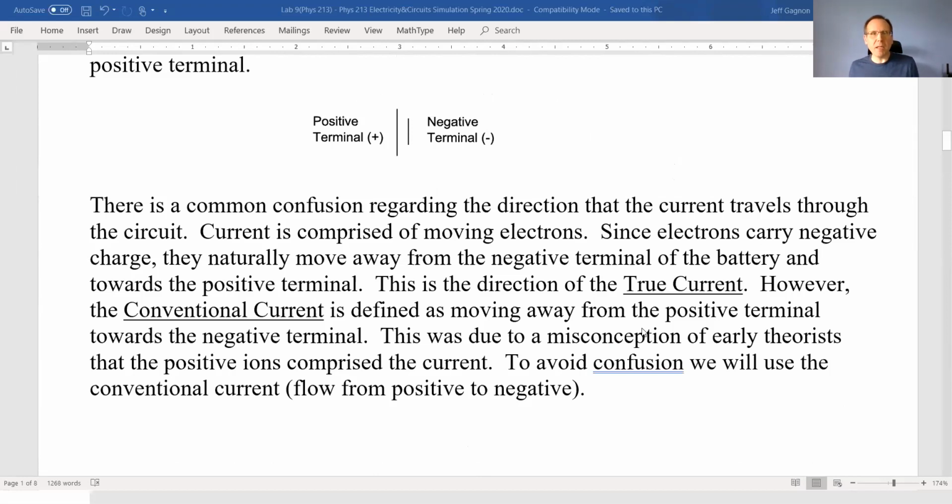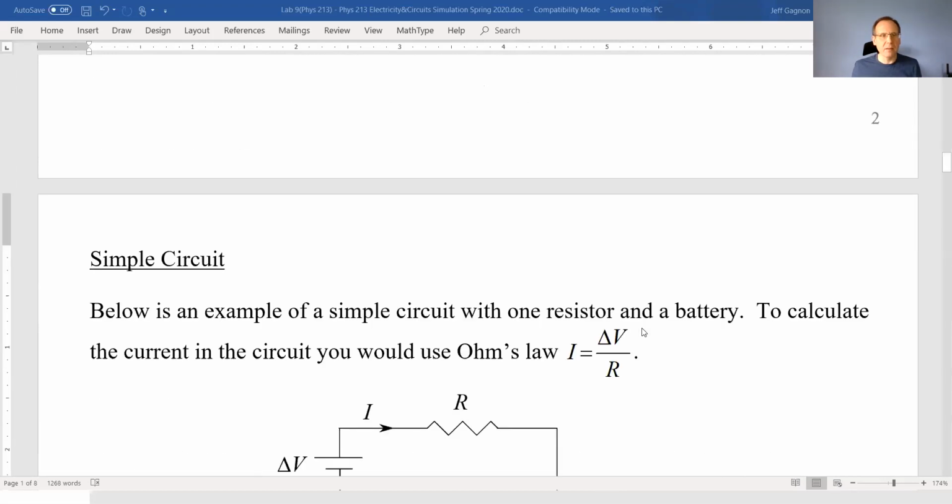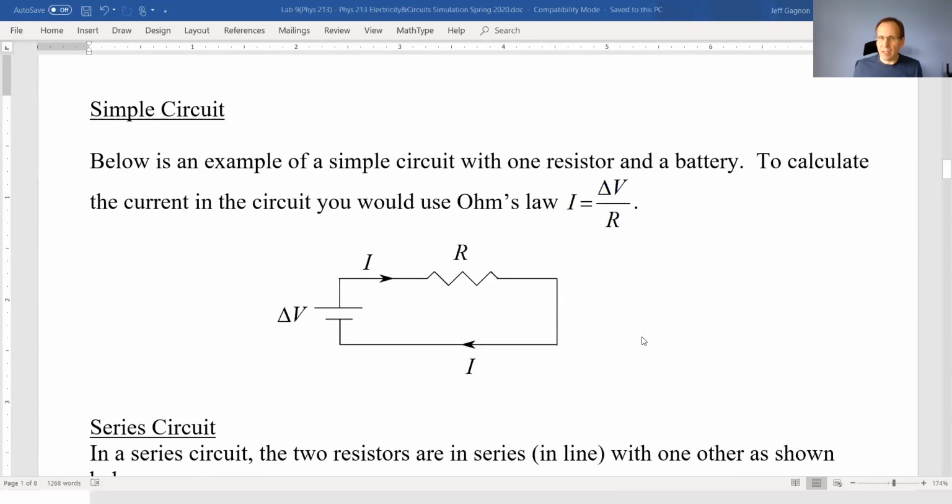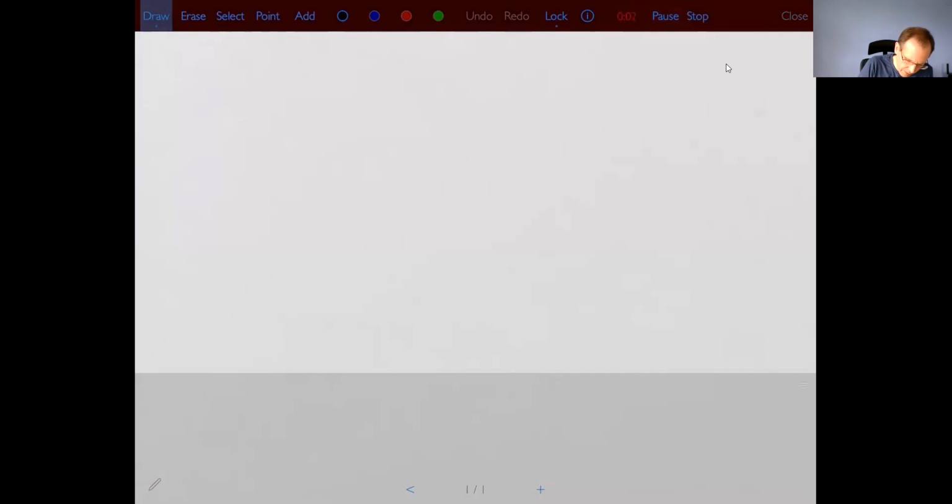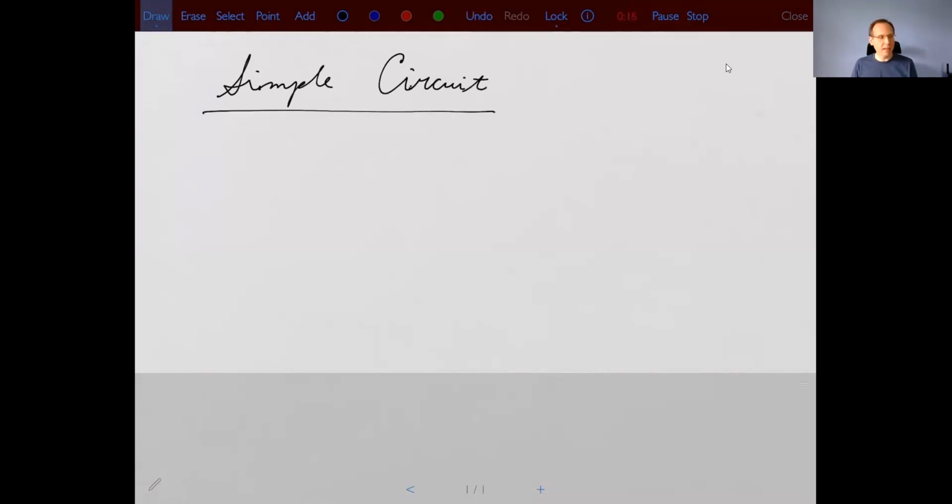Okay, I'm going to bring up the iPad and explain a little bit about simple circuits, and then the two circuits that we're going to be really interested in, something called a series circuit and a parallel circuit. Let me talk about a simple circuit first. A simple circuit is just going to consist of a voltage source, like a battery, and a resistor. So you can think of it like this.